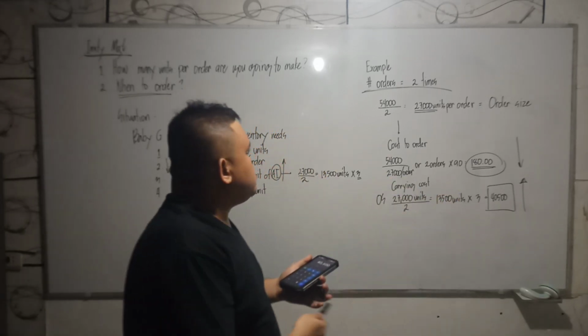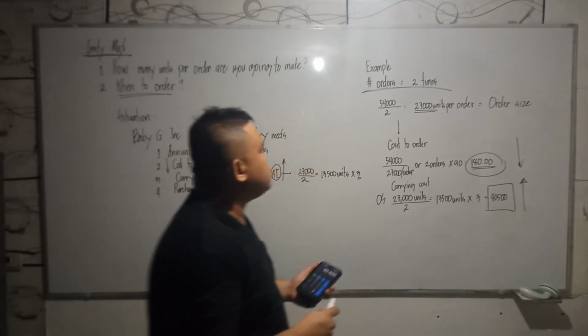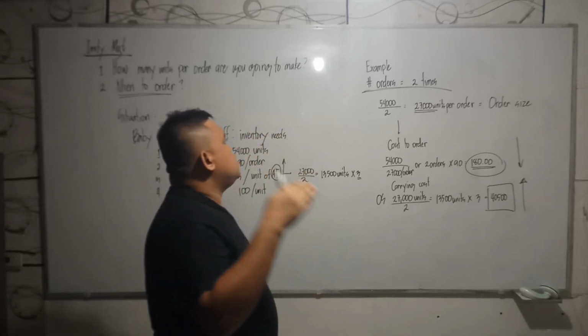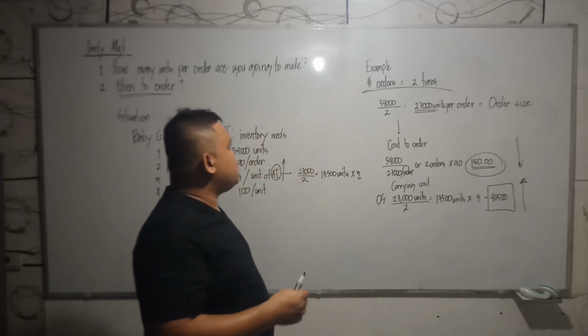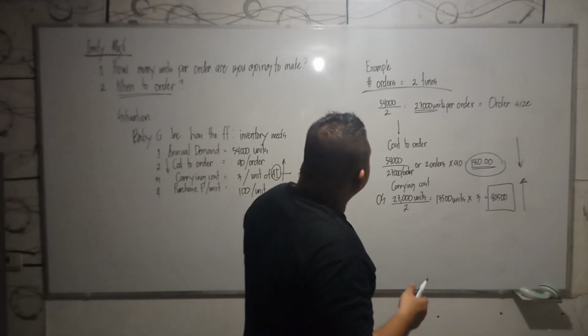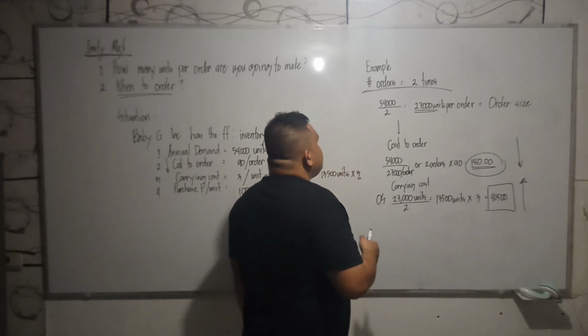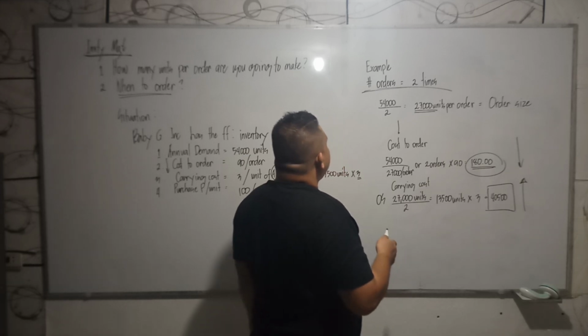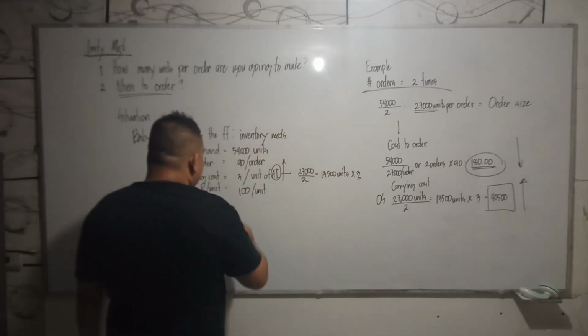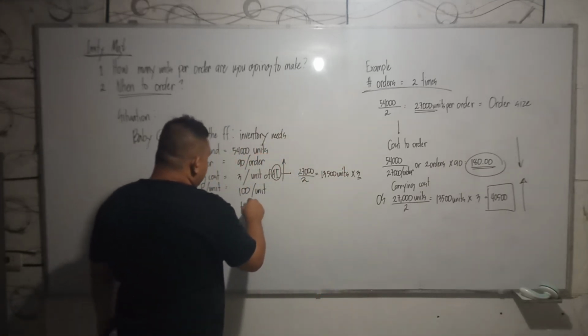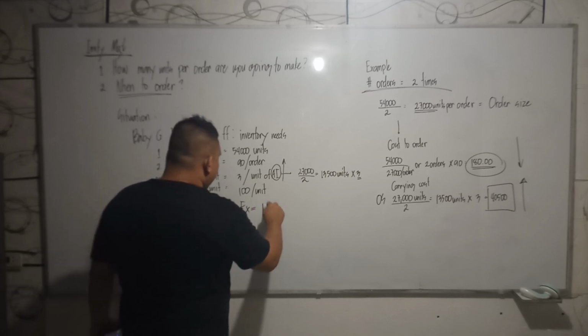Now let's have situation number two. Situation number two is, what if we make a lot of orders? For example, you have decided that you are going to order 54 times. Okay? 54 times. So again, for example, you're going to order 54 times. Number of orders.